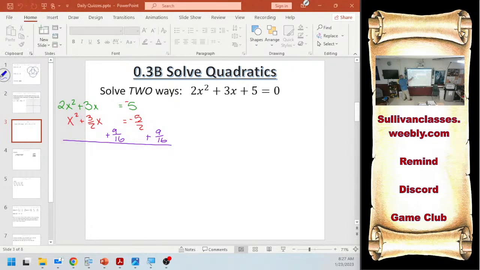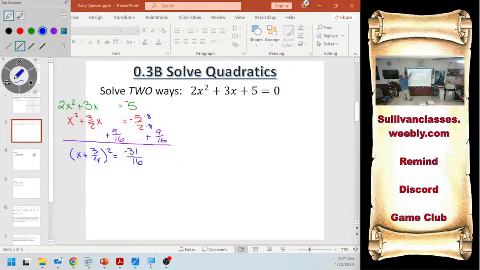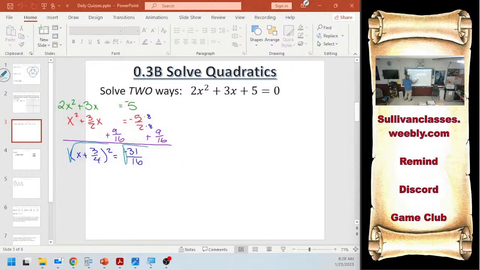Then this can be written as a binomial squared, so it's going to be the quantity x plus always half of b. 3/4 squared is 9/16. I need common denominators, times 8 times 8, so I'll have negative 40/16 plus 9/16 is a negative 31/16. Solved by square roots. Square root this guy, square root this guy. Thankfully, that's a perfect square already. X plus 3/4 is plus or minus i root of 31 over 4.